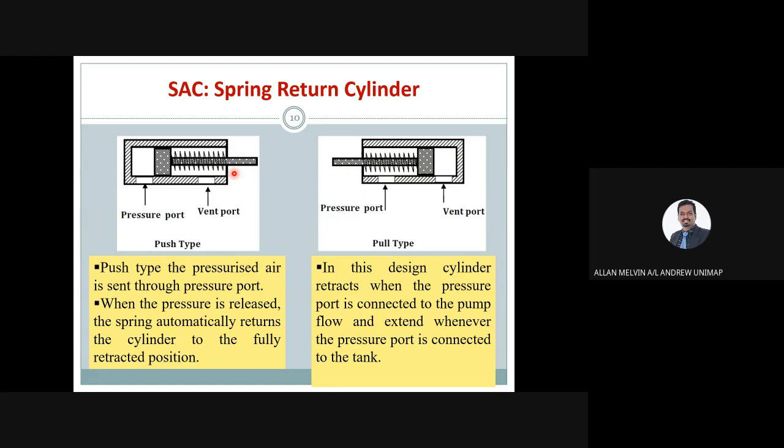So explain push and pull type single acting cylinder. You must draw, and you don't need to show. Okay. So that's on the single acting cylinder. It's the uniqueness of a single acting cylinder: it has one working port, then it has a spring. So the return is executed by the spring. Only extend is by the supply.